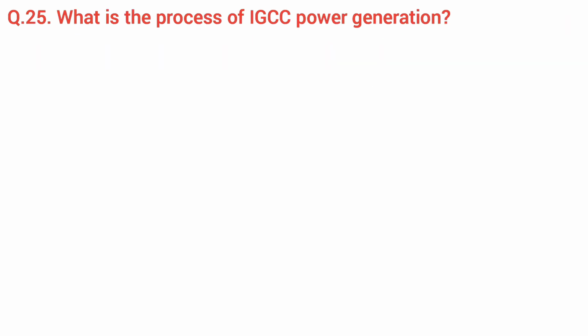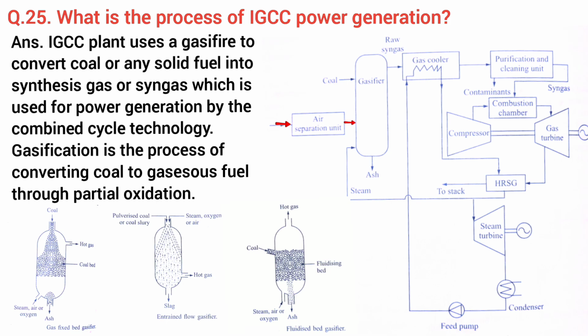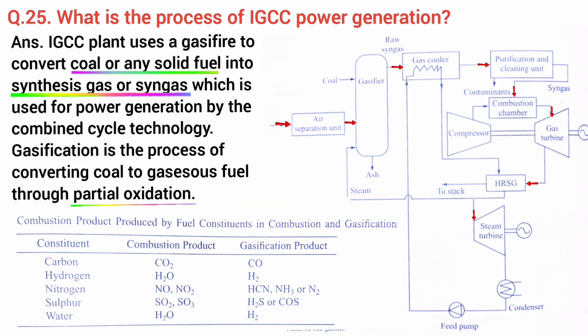What is the process of IGCC power generation? An IGCC plant uses a gasifier to convert coal or any solid fuel into synthesis gas, or syngas, which is used for power generation by the combined cycle technology. Gasification is the process of converting coal to gaseous fuel through partial oxidation.